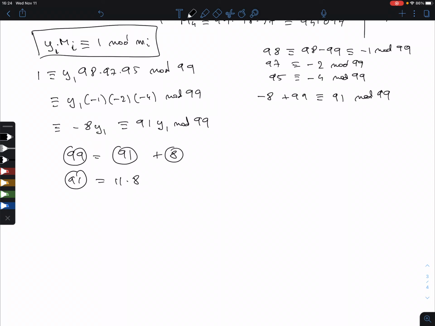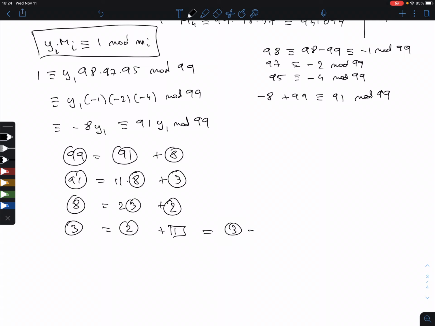11 times, right? Then it's 88 plus 3. Oh, that's not bad. 8 is 2 times 3 plus 2. And then 3, that's often we get to this last step here, that is 1. So this is the GCD. So that is 3 minus 2. Using this one, this is 3 minus 8 minus 2 times 3. So this is 3 times 3 minus 8. That's clearly 1. And now we're using this one.